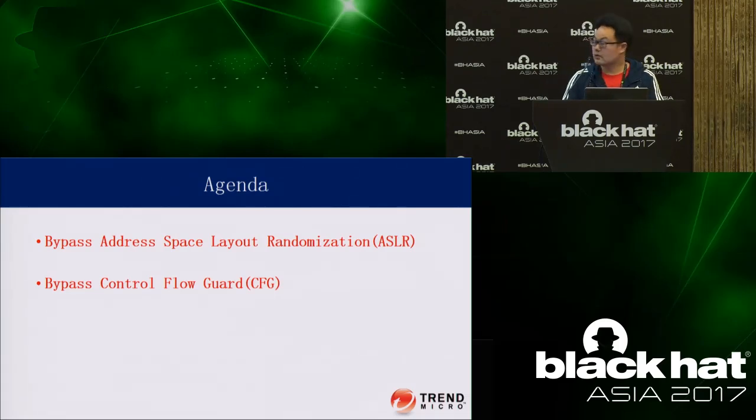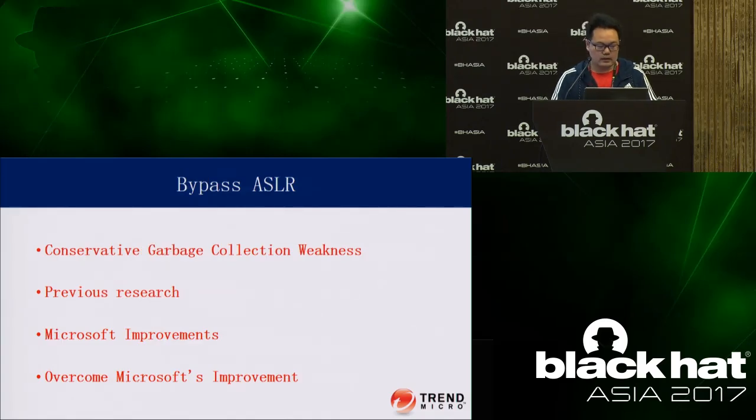Okay, this is the agenda of my topic. The first one, I will introduce how to use the conservative garbage collector to bypass address space layout randomization. Then I will introduce how to bypass Control Flow Guard.